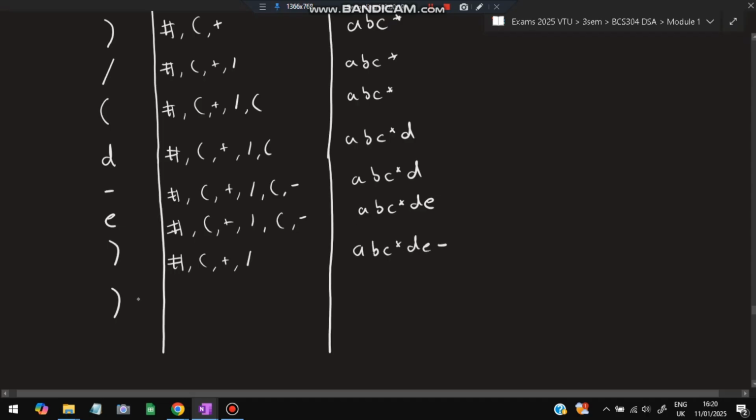After that, again a closing brace came. Whenever a closing brace comes again, nothing will be remaining here, because until this closing brace, everything else will be pushed out and cancelled. This closing brace will be cancelled by this one opening brace. So only hash will remain, and plus and divide. First divide will pop out and then plus will pop out. So here the final answer will be A, B, C, star, D, minus. Okay, so this is your final answer from infix to postfix.